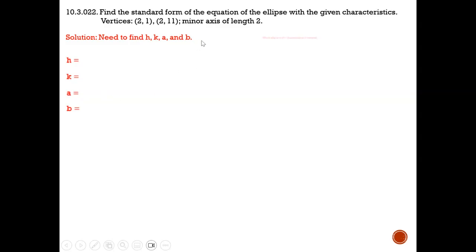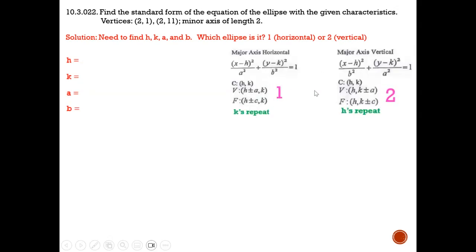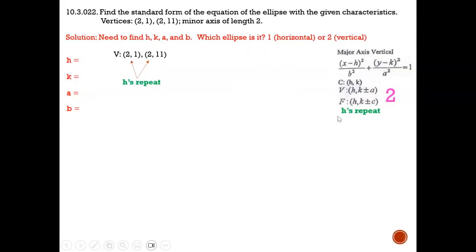Right? So here, guys, we also have to know which one it is. Is it 1 or 2? Is it horizontal or vertical? Let's find out. This is horizontal. We've got vertical. So how can we tell? Let's bring down the vertices. Because if you notice, the h repeats. The h is like the x values, and the k is like the y values. So here, the x values, or the h, repeat. So it's going to be number 2. So we're going to use the characteristics of what number 2 has to offer.